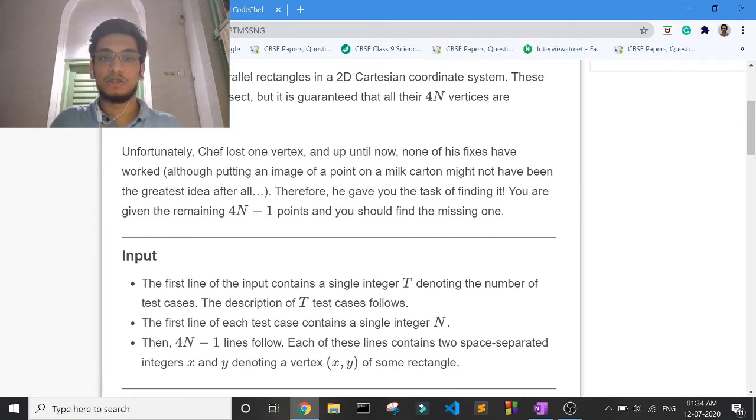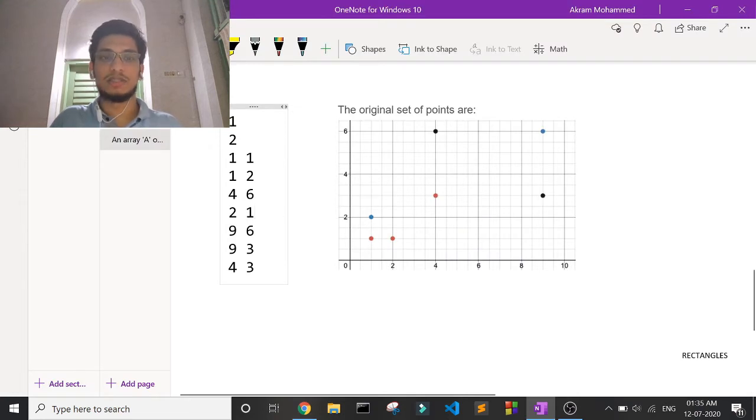Unfortunately, Chef lost one vertex, and up till now none of his fixes have worked. So he gave you the task of finding it. You are given the remaining 4n minus 1 points. So if there are 2 rectangles, that is 4 into 2, which is 8. 8 minus 1 is 7. So you're given 7 points, and you should find that missing point. This is the first test case which you are given, and we can see that this is the point which is missing right here. So the answer to this is supposed to be 2 2, because that's what's missing, right?